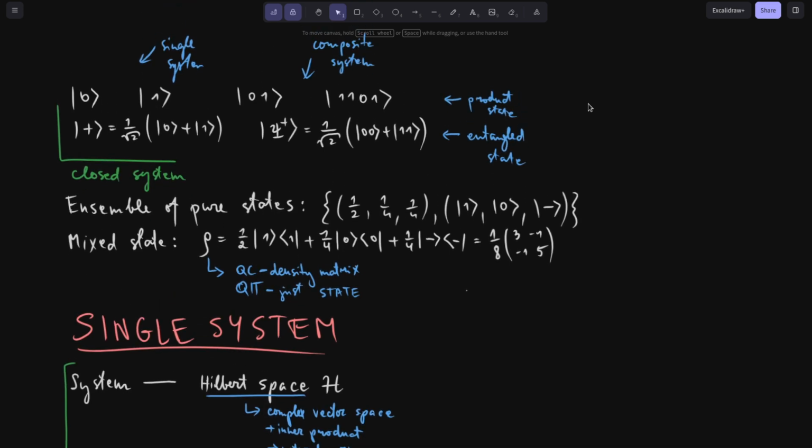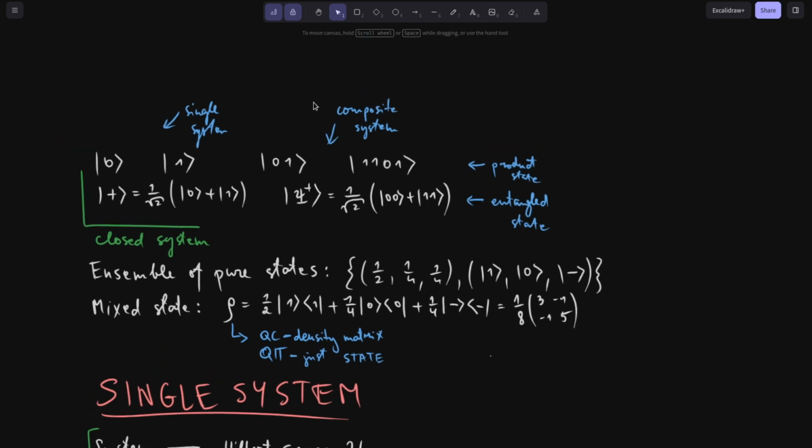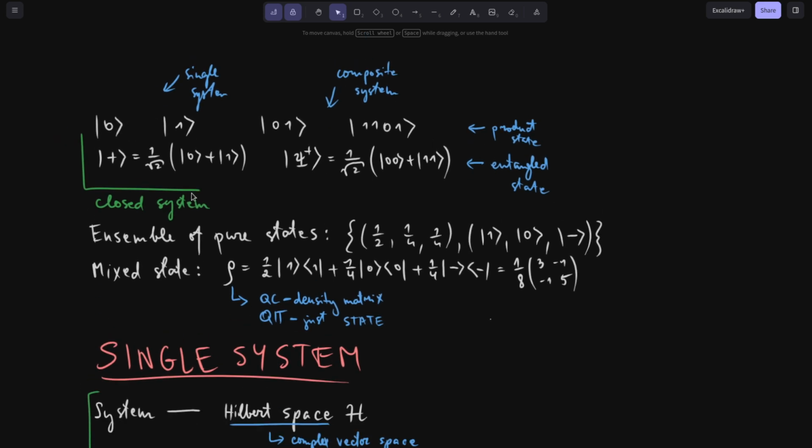We had a system with some kind of state. The state was a vector 0, 1, or some kind of superposition of 0 and 1, a linear combination. And then we had also composite systems where we had some single systems and then the tensor product between them. And we also had entangled states where if we measure one state, we already know another state.